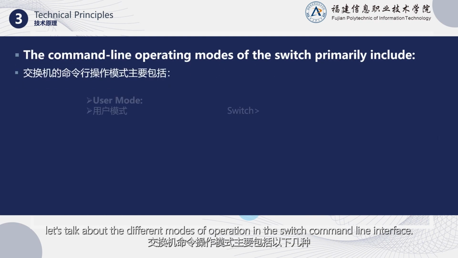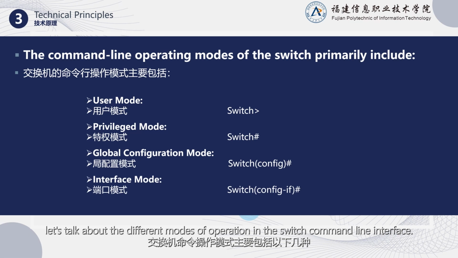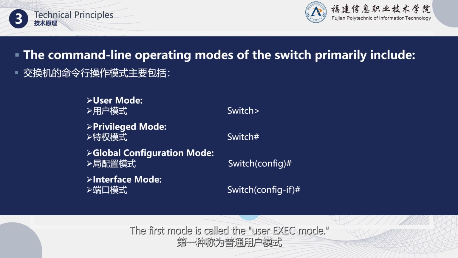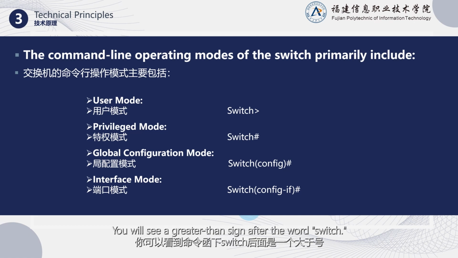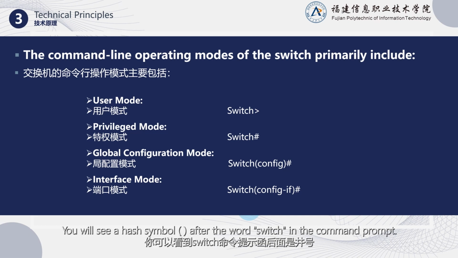Next, let's talk about the different modes of operation in the switch command line interface. The first mode is called the user exec mode. You will see a greater than sign after the word switch. The second mode is called the privileged exec mode. You will see a hash symbol, sharp, after the word switch in the command prompt.